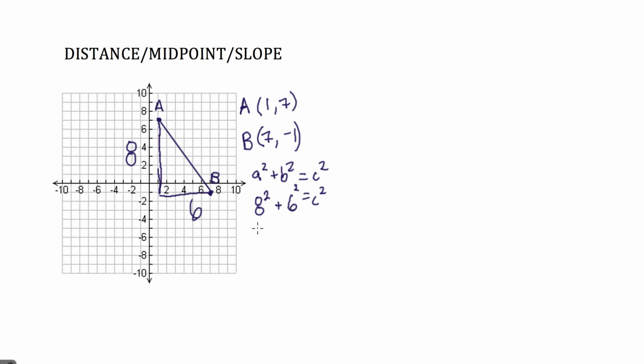Let's solve this equation now. 64 plus 36 equals C squared. Wow, I need to get some sleep. 64 plus 36, let's see, that's 100. Equals C squared. Am I done? Nope. Square root. So the square root of 100 is 10. And the square root of C squared is C. That means the length of this line is 10.